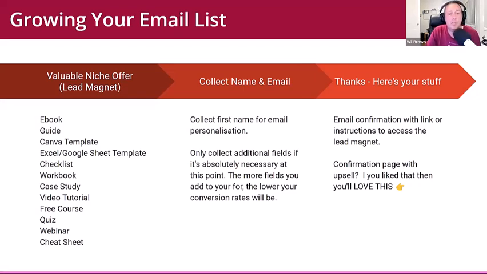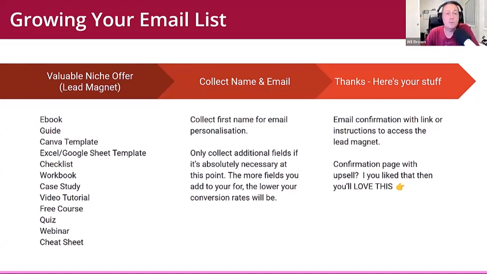They then exchange their name and email on the form for those. A thing about collecting information: try and collect the minimum amount of information on a form. The more information, the more fields you ask people to complete, the lower your conversion rates will be. You can always ask them afterwards to update more information.